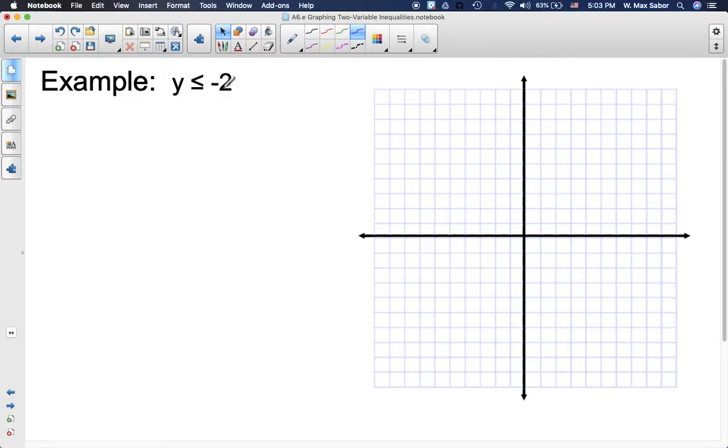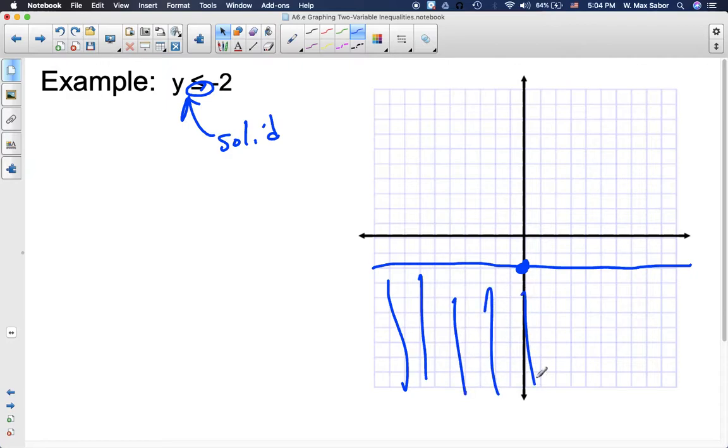Y is less than or equal to negative 2. Well, the y-coordinate is being compared to negative 2. This is the line, and it's going to be a solid line because of the greater than or equal to. And then y is less than or equal to tells me I'm shading below.